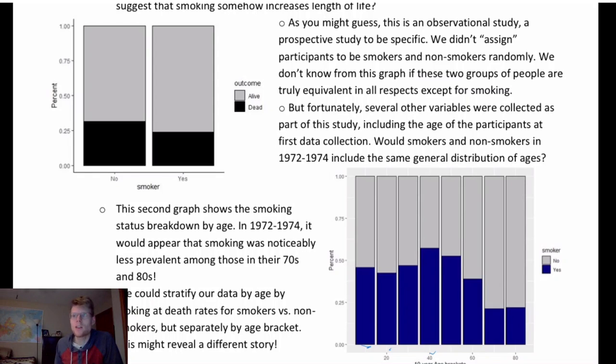If I break up my participants into these 10-year age brackets and look at the proportion of people who are smoking, it's definitely the younger brackets that have higher proportions of smokers. And these two older brackets from about 70 to 90 here have much lower proportions of smokers.